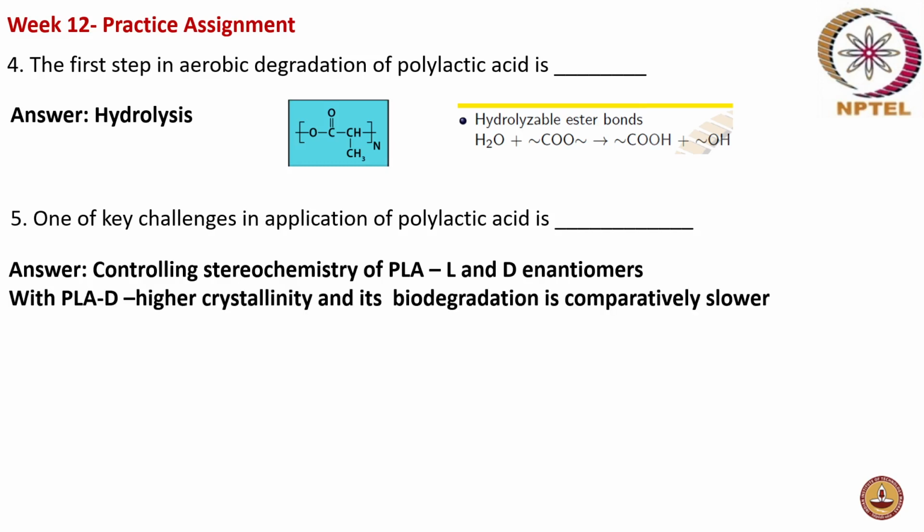Basically, in processing, especially when you have the D-enantiomer of polylactic acid, there is a high degree of crystallinity. This crystallinity, or this controlling of the stereochemistry which may lead to either L or D, also has an impact on its degradation capability. D polylactic acid biodegrades comparatively slower, because when there are crystalline regions, that alignment has to be broken, right? So obviously your biodegradation will be slower in the case of D polylactic acid.